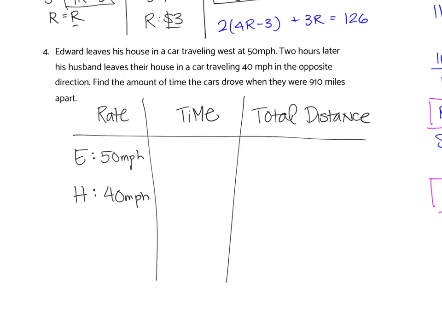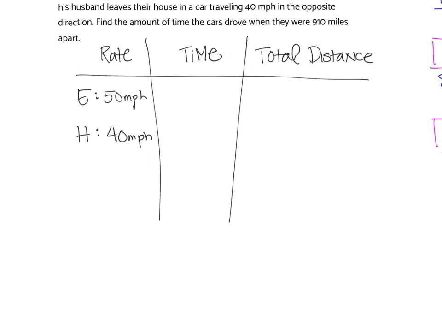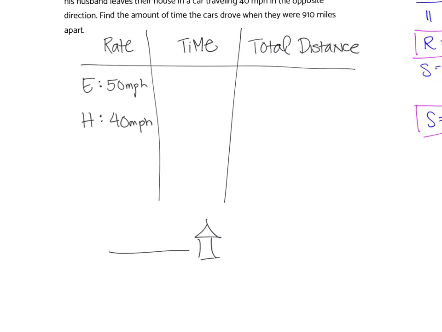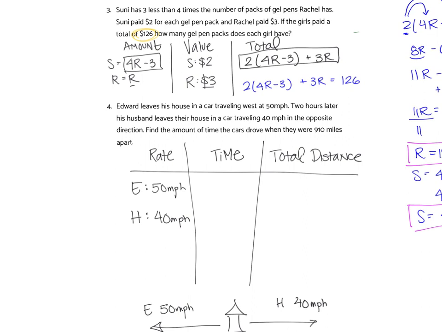And so I'm going to also just add a little diagram here so I can see what's going on. So here's their house, right? Edward is traveling in one direction at 50 miles per hour. And his husband is traveling in the opposite direction, going 40 miles per hour. The additional piece of information we have in terms of the time is that the husband leaves 2 hours later.